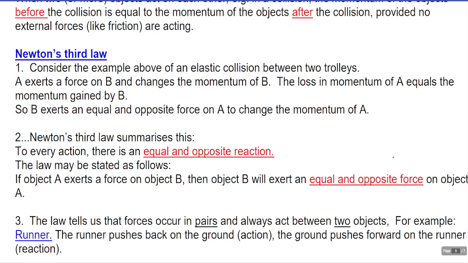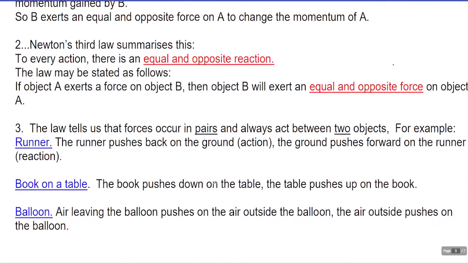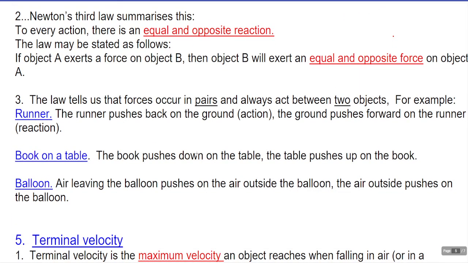So this then gives us a clear picture of Newton's third law, which is summarized as: to every action there is an equal but opposite reaction. Please note that this is not the way you should state Newton's third law of motion. It's just a summary of it. The actual law states that if object A exerts a force on object B, then object B would exert an equal but opposite force on object A. The law tells us that the forces occur in pairs, which are called action-reaction pairs.